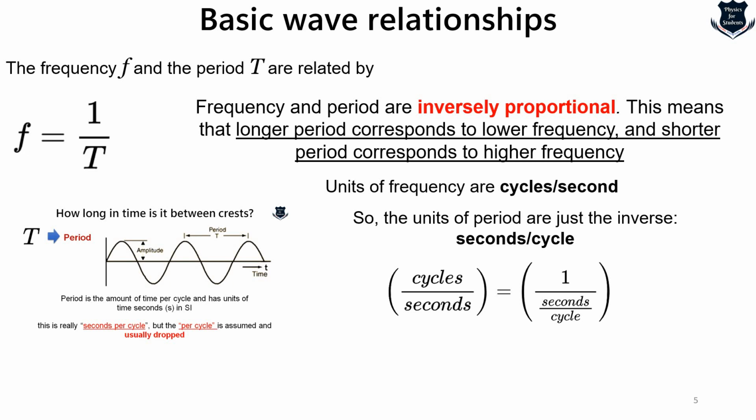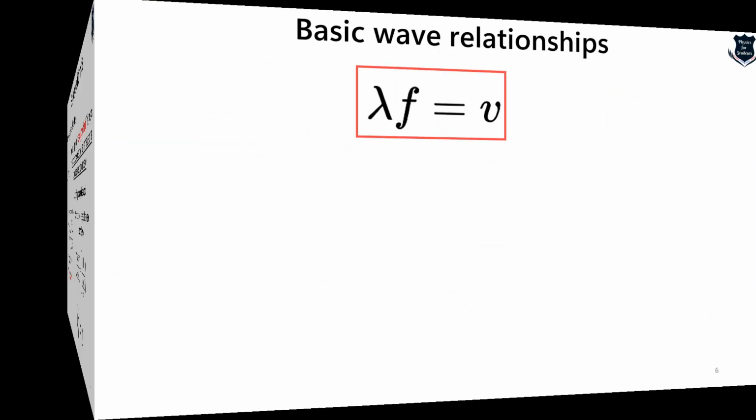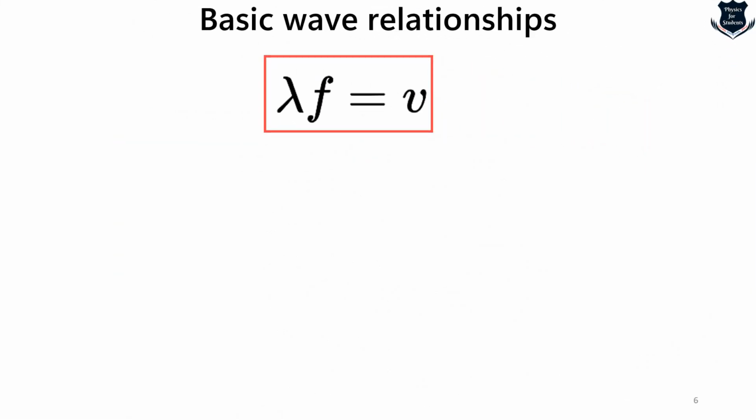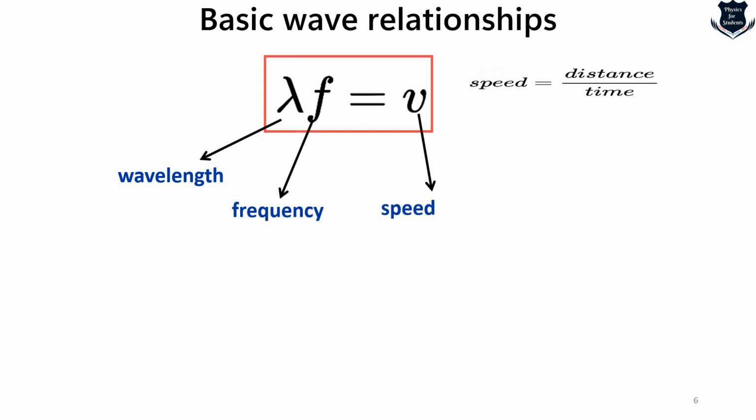Now apart from this unit of cycles, another important and, I would say, the most powerful equation relates the wavelength, frequency and speed of a wave, which is this one: lambda f equals v. Let us look a little closer into this equation, because it is going to occur repeatedly in our wave mechanics. So if we take this equation, lambda f equals v, lambda is the wavelength, f is the frequency and v is the speed.